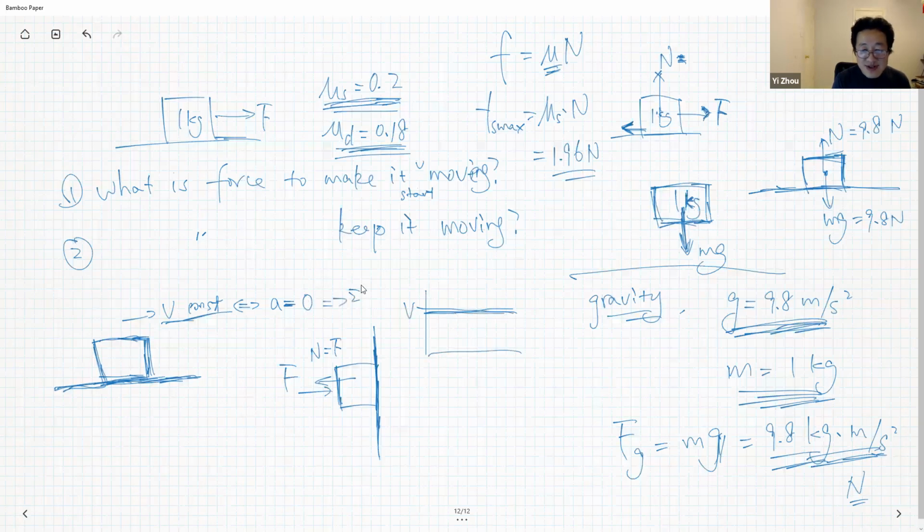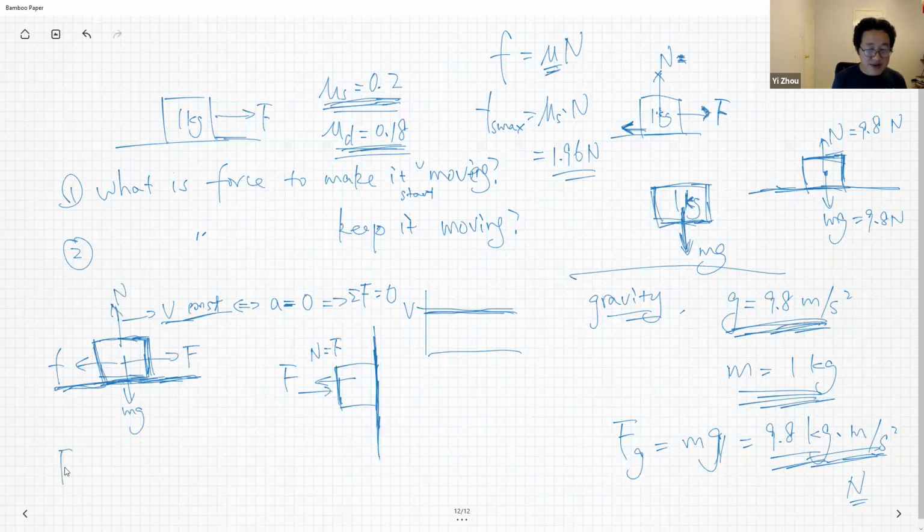Then the total force is what? Also zero. Yeah, so that means total force is zero. We already know that the normal force and the gravity will balance out. They are zero in the y direction. Then in the x direction, we'll have the friction and this force. They are also balanced out.